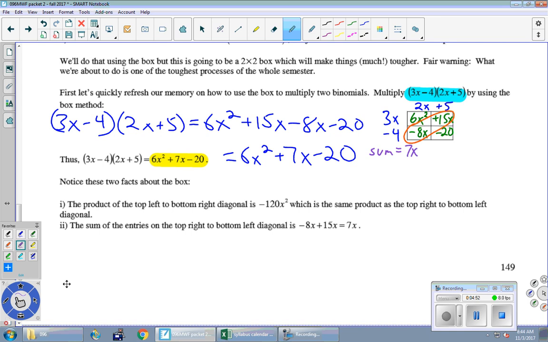And what is the product of those 2 terms? So here we're just multiplying. So 15 times negative 8, let's see, I think that's a negative 120. So negative 120, but the x times the x gives me an x squared. Everyone agree? Product is negative 120x squared.